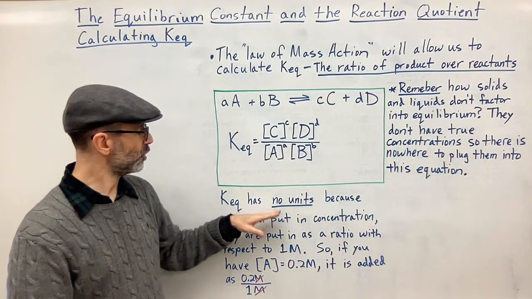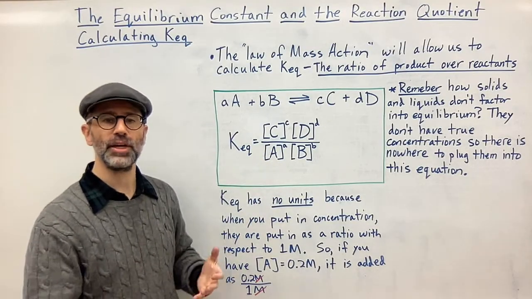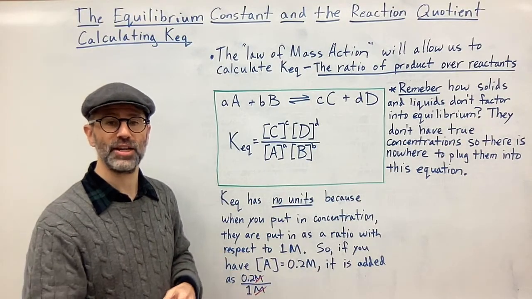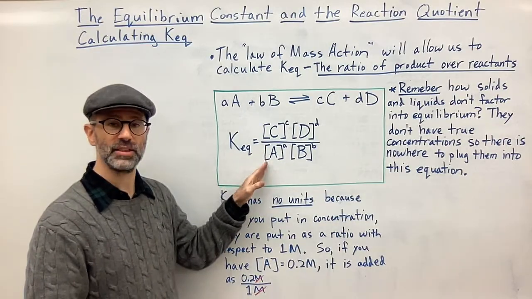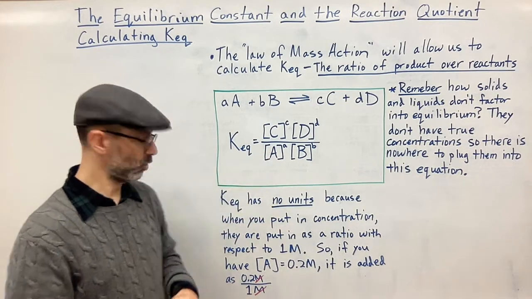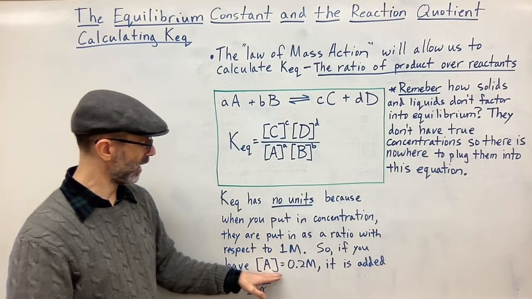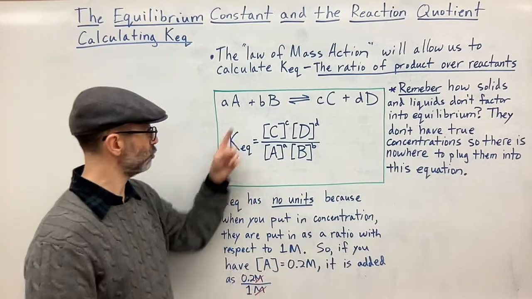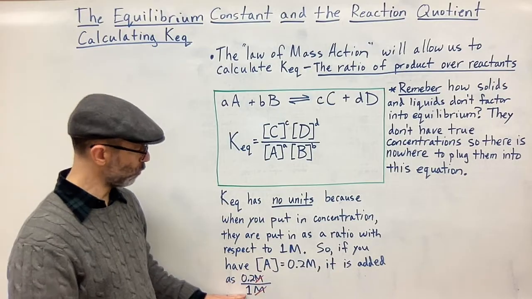it's not shown in here, and we usually ignore it, but when you're putting in your concentrations, you're not just putting in the concentration, you're putting it in as a ratio to a standard. And the standard here is 1 molar. So when you put in the concentration of your substance, it's going to be a ratio of that concentration over 1 molar. For example, if the concentration of A is 0.2 molar, then I'm going to add it to the equation in this form here, 0.2 molar over 1 molar.